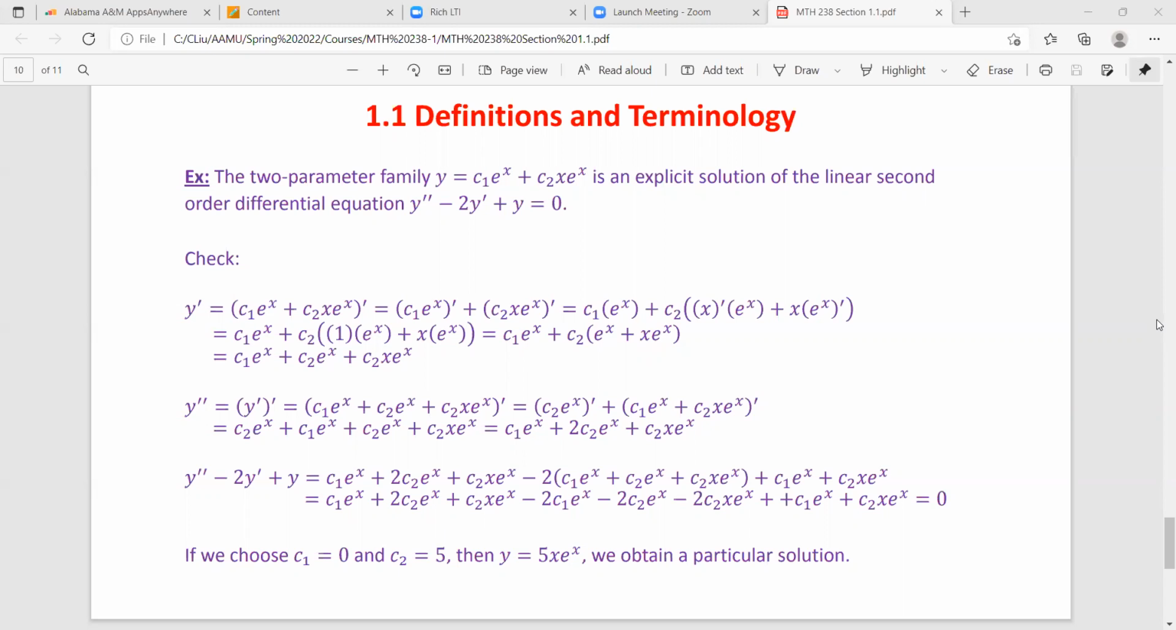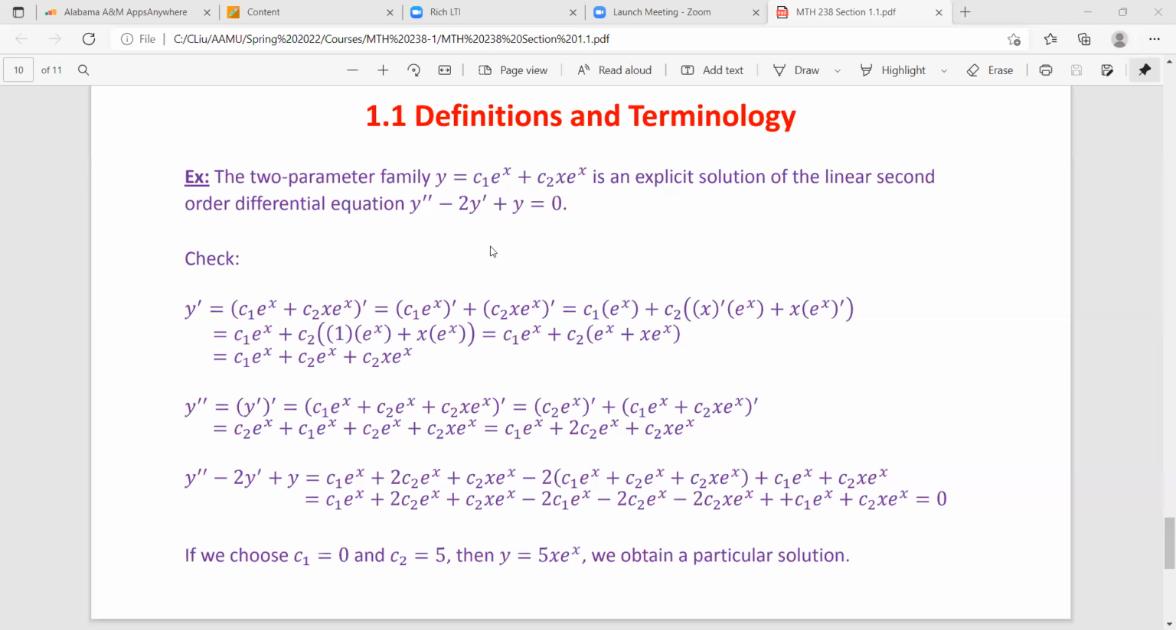And sometimes we have 1 parameter if the equation is first order. Remember, if you only have the first derivative of the function and then you need to solve for this function, that's first order. But sometimes you also have 2 parameters in the solution family when the equation is second order. That means the highest order of derivative is 2. Okay, like in this example.